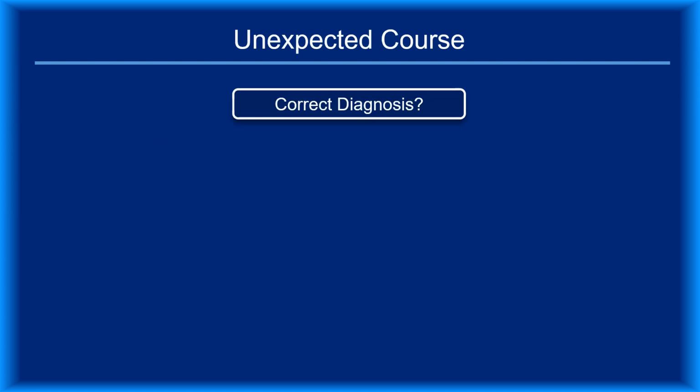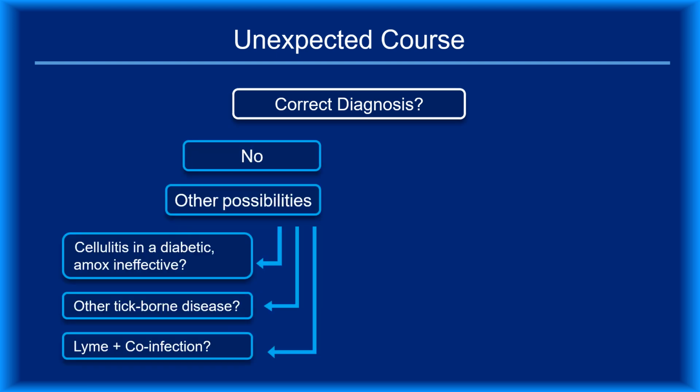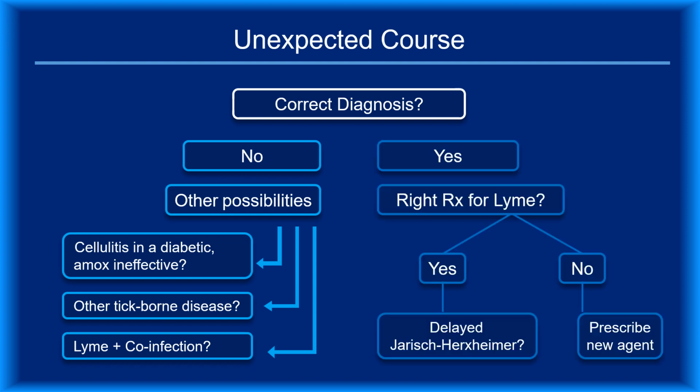When cases take an unexpected course, it's important to reconsider everything, starting with the diagnosis. If this isn't Lyme disease, what other diagnoses are likely? Could he have cellulitis that's unresponsive to amoxicillin and complicated by his diabetes? Is this a different tick-borne illness or a combination of tick-borne illnesses? If the original diagnosis is correct, could this be a case where the infecting strain of B. burgdorferi is unresponsive to amoxicillin? Could the diagnosis and treatment be spot on and his worsening symptoms simply represent a Jarisch-Herxheimer reaction?